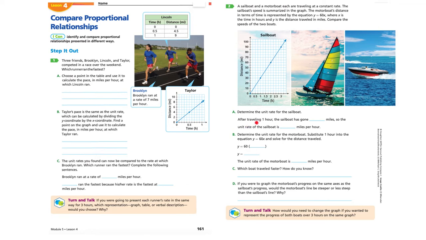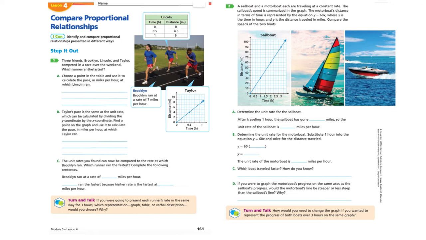So after traveling 1 hour, the sailboat has gone... So first, wait, let's go back here. Determine the unit rate for the sailboat. Then they're going to have you fill in this sentence, fill in the blanks. After traveling 1 hour, the sailboat has gone this many miles. So the unit rate of the sailboat is this many miles per hour. So these actually should be the same number.